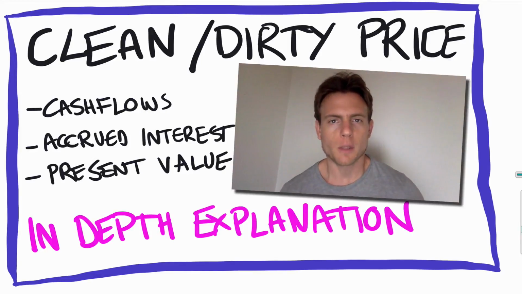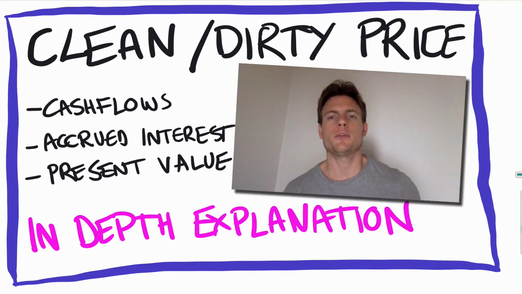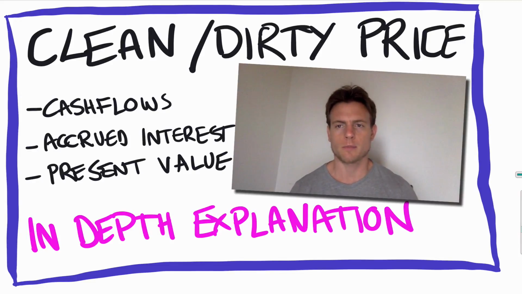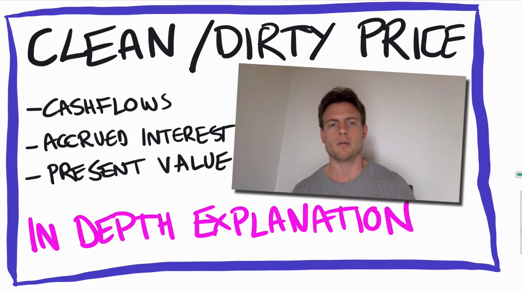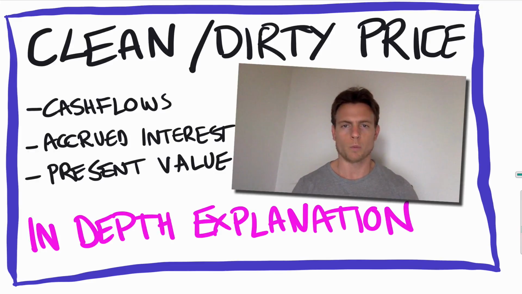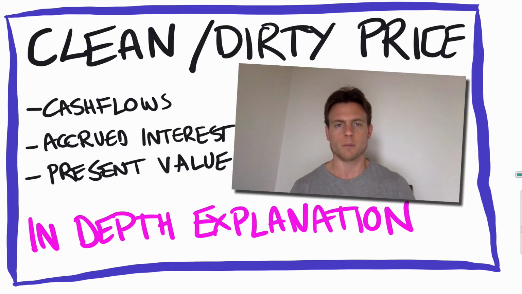So this video is going to be about clean and dirty prices. It's quite a well-known concept in the whole world of bond pricing, but it's something that can be a bit tricky to get your head around, especially when it comes to where the accrued interest fits in with it all, and when you're looking at a price, is it the clean or dirty price? How to determine it? And what each of them represent.